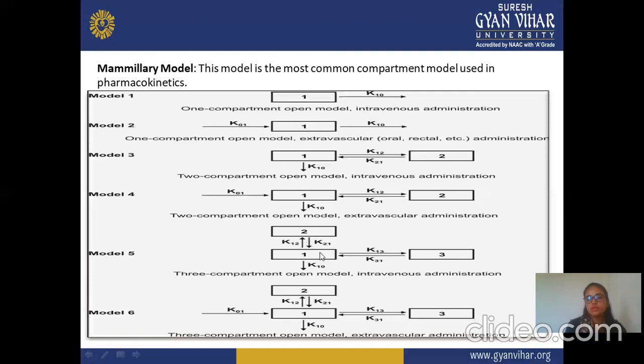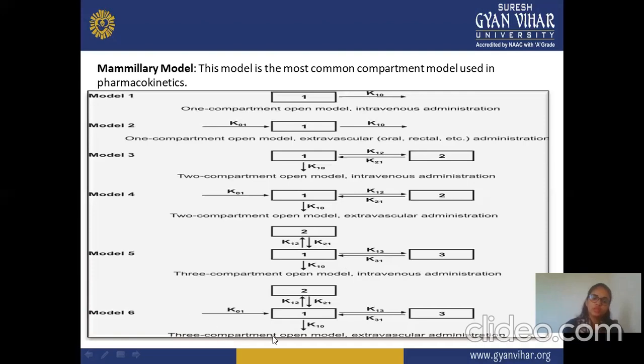Means after administration, it goes to different compartments. In both compartments, it shows a reversible process. That is K13 and K31 is the return process. In the second compartment, K12 and K21 is the return process, and there is elimination. So this is the three compartmental model for intravenous administration.